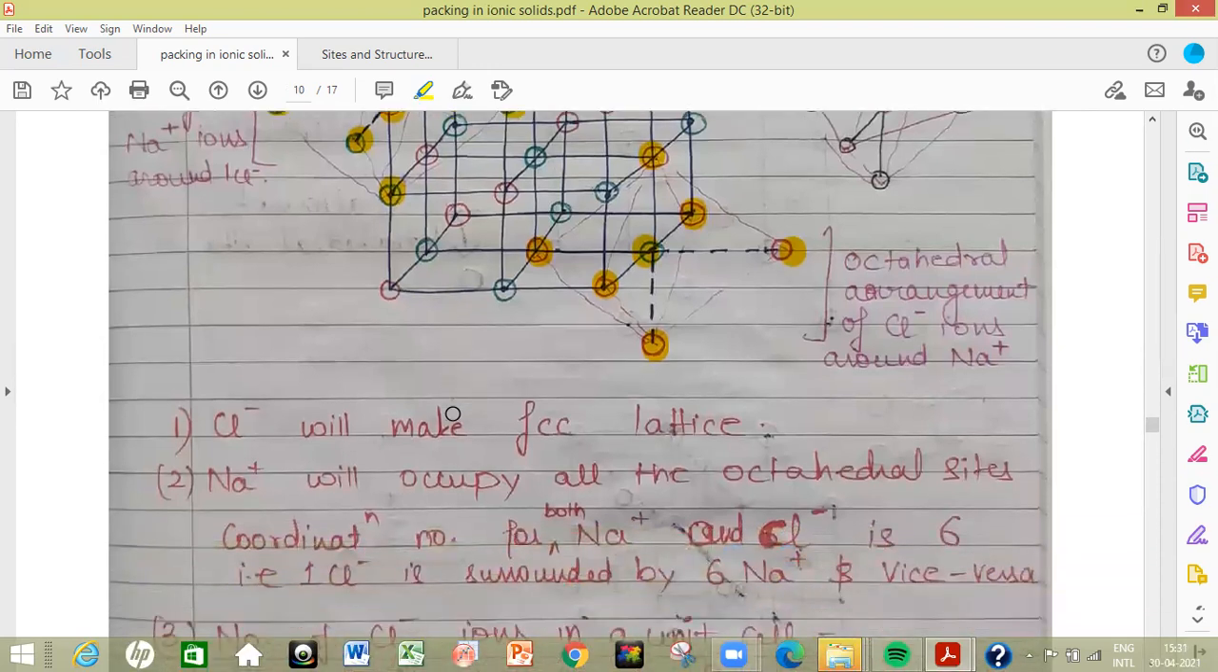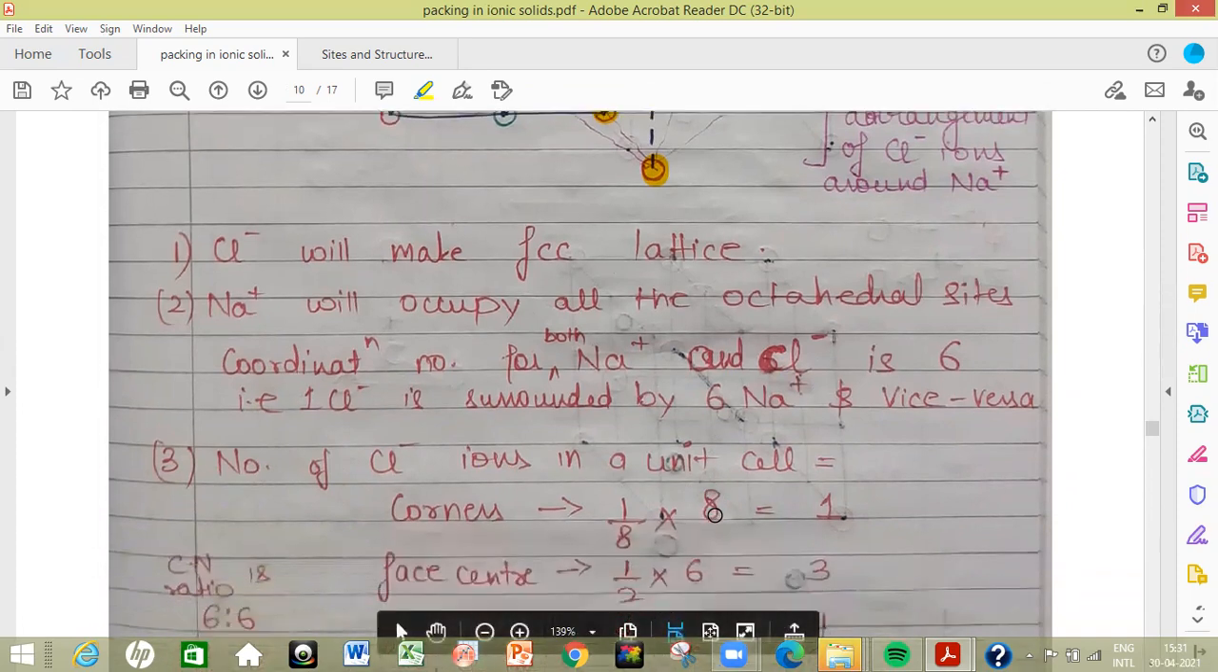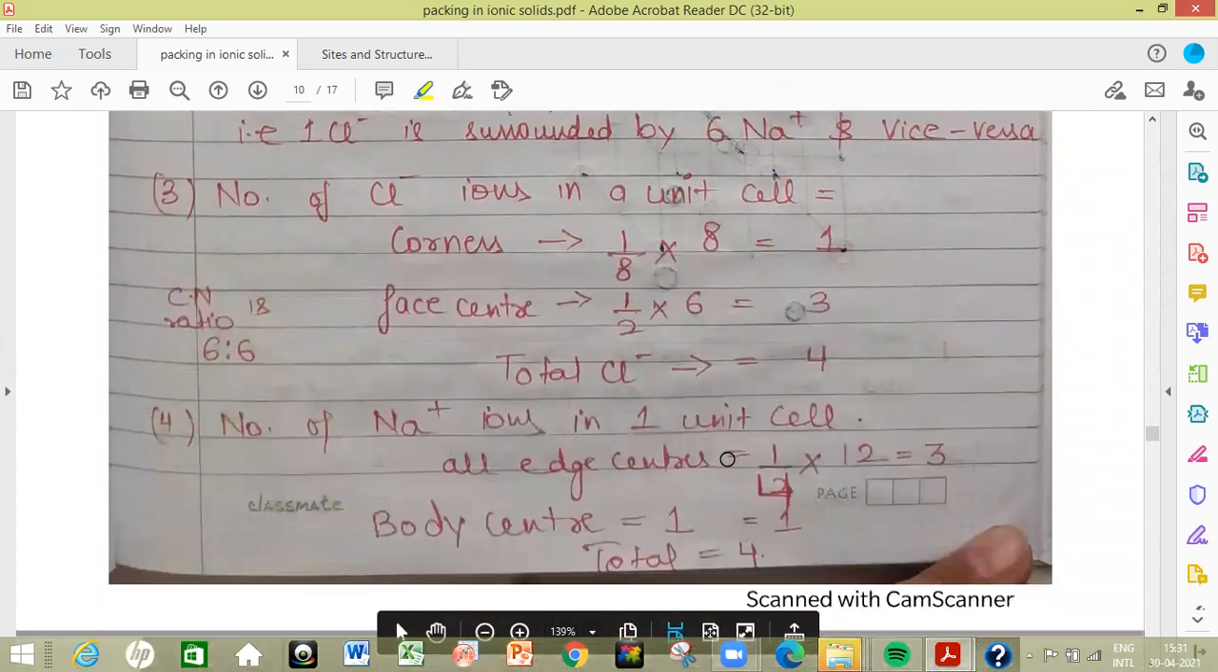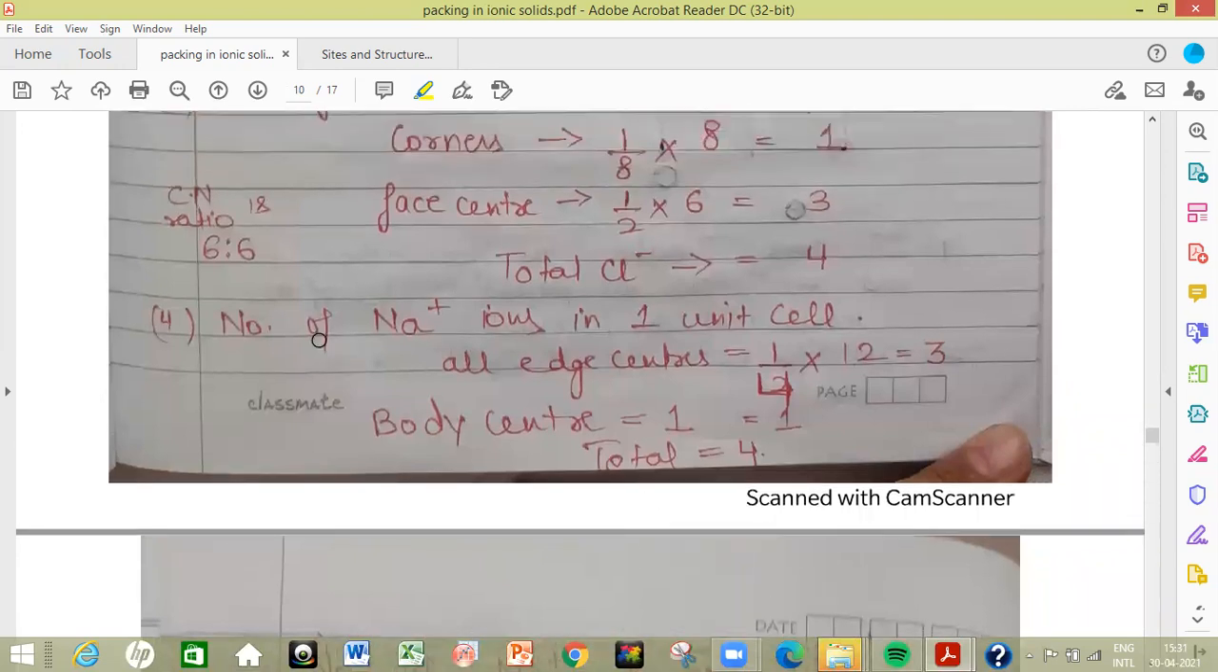So also for the sodium chloride structure, if you want to write the summary, we will have to attempt it like that. We'll firstly say that chloride ions will make the FCC lattice. Sodium ions are going to occupy the octahedral site. Coordination number, because the sites are octahedral, is going to be 6. Number of chloride ions we have already discussed, that is going to be 4, and number of sodium ions are also going to be 4. So ratio is 4:4, and coordination ratio is different from the stoichiometry. Here stoichiometry is 4:4.